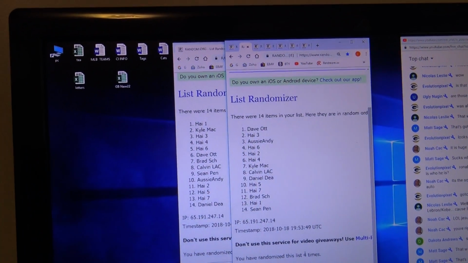And that is it. That was a lot of randomizing. Jeez, I didn't realize there'd be that much. But that's it.